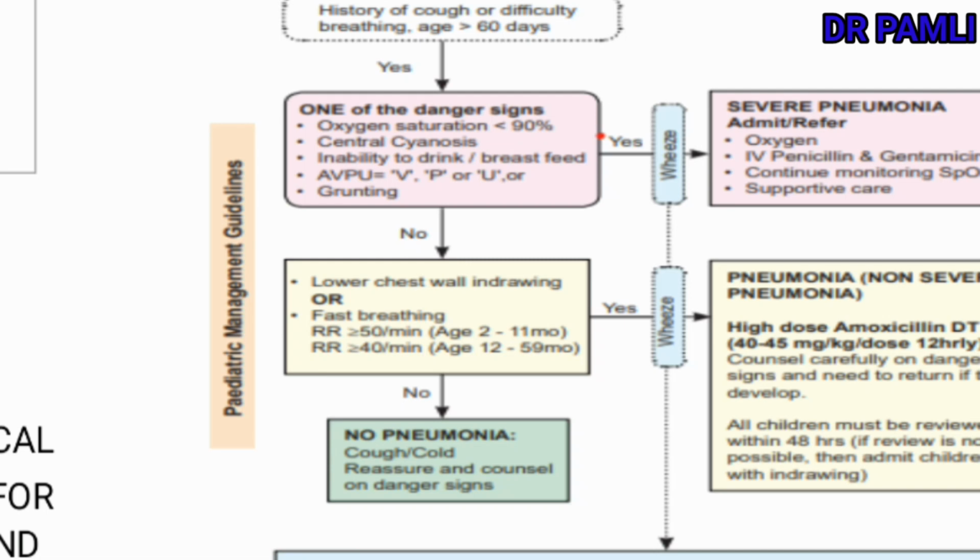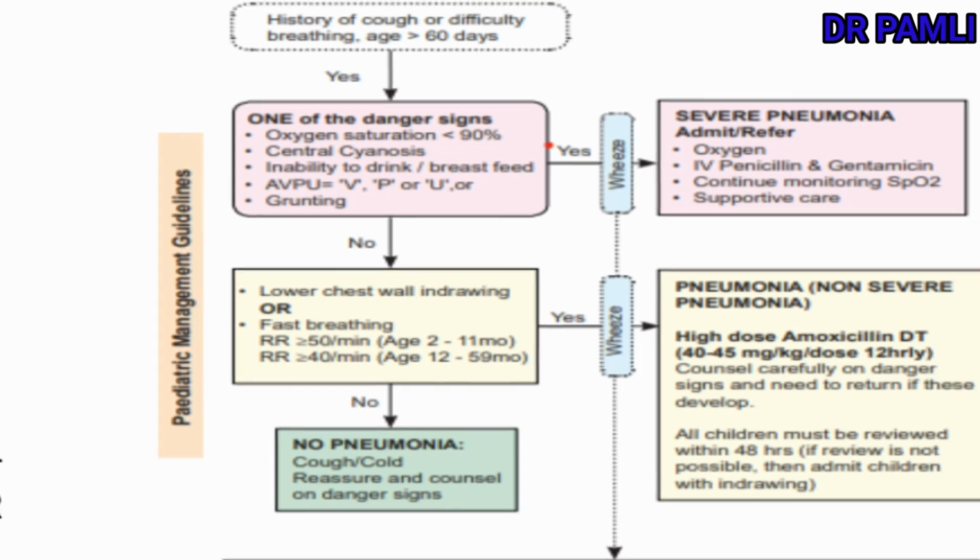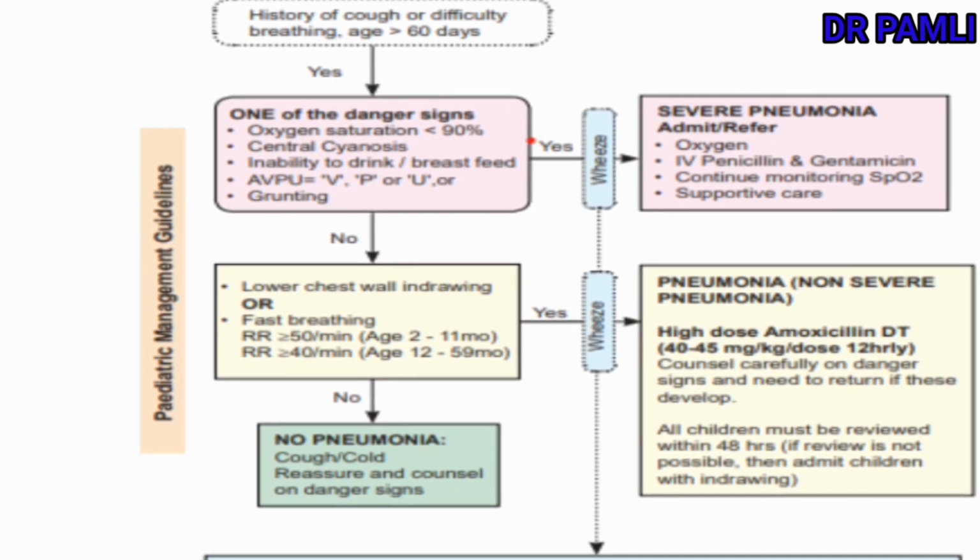And when the child is grunting. And we also consider wheeze. If there is no wheeze, then we term it severe pneumonia, and this child should be admitted in the hospital or referred if you are in the peripheries. Of course, we'll start antibiotics, and oxygen should be there, and even supportive care like prevention of fever.